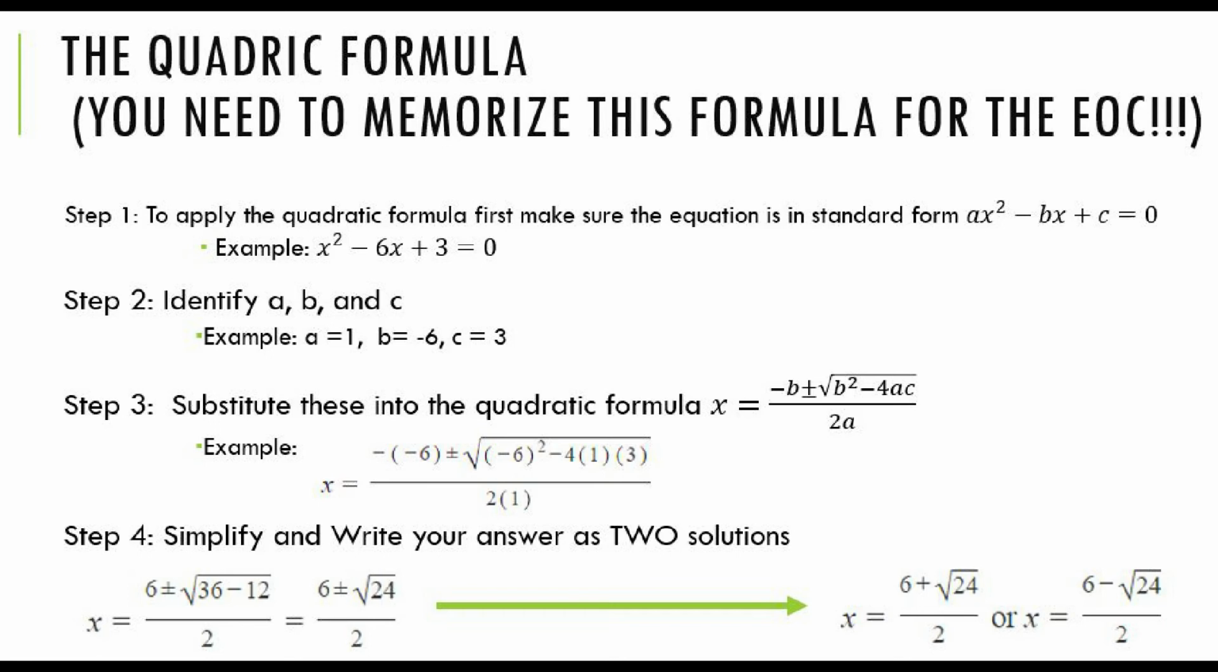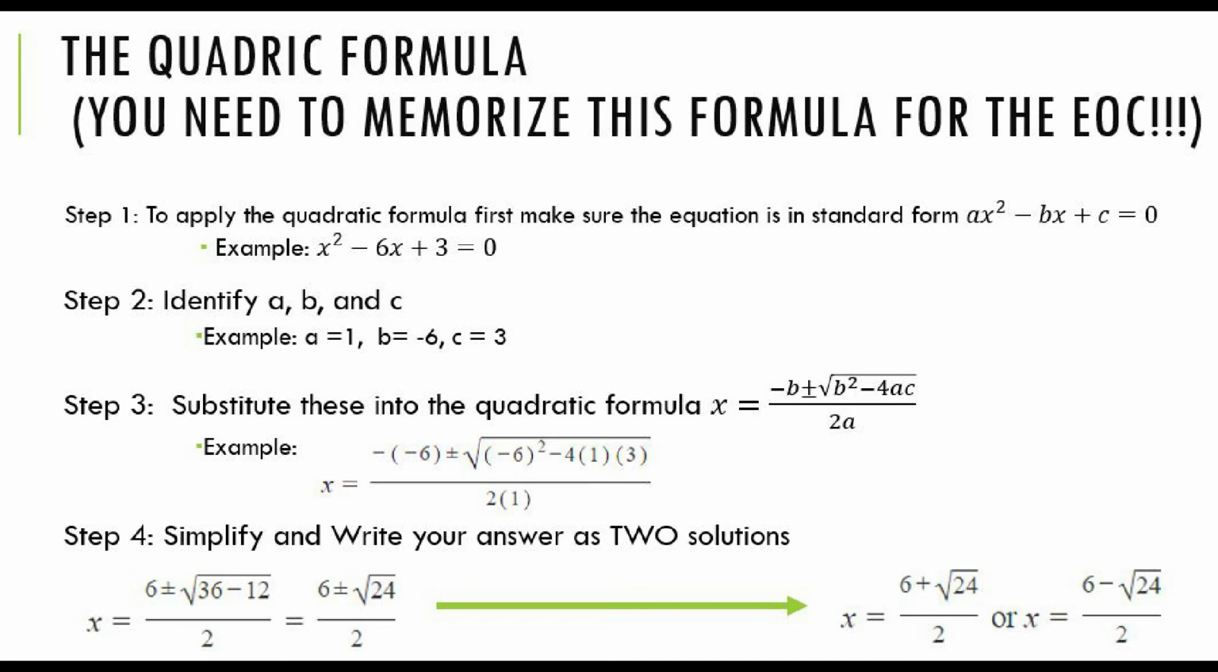So negative b, so that means negative 6 plus or minus b squared, so negative 6 squared, minus 4 times a, which is 1, times c, which is 3. And that's all under my radical. Now I'm going to do my denominator, or the bottom of the fraction. So I have 2 times a, which is 1, so just 2 times 1.